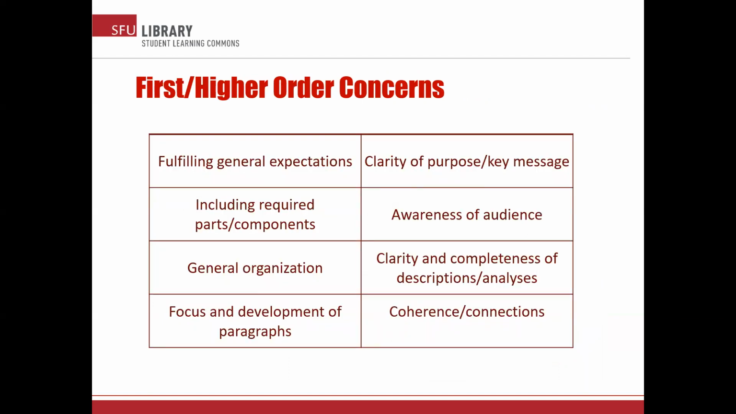Here, you can see some examples of higher or first order concerns. Notice that these are generally broader reaching concerns rather than lower order concerns that can often be isolated to specific areas. For example, organization refers to how your entire paper is organized and structured, whereas a lower order concern like grammar may only appear in one sentence. Because higher order concerns often impact your paper in its entirety, they are most important to address first.